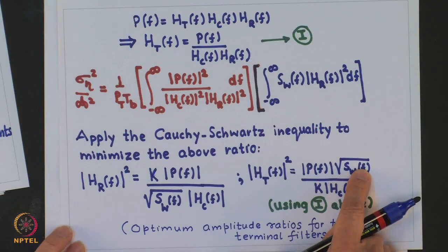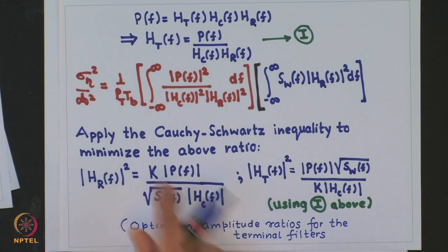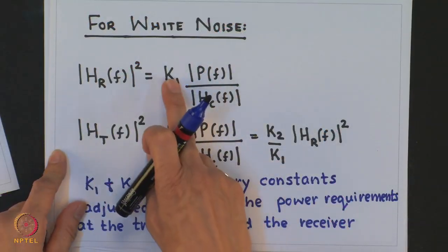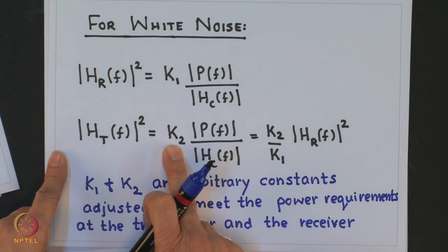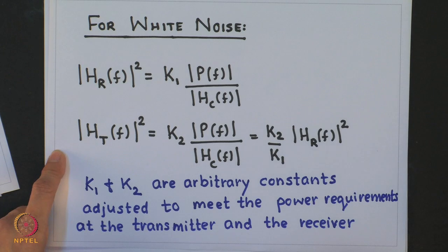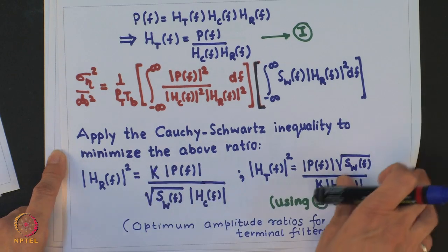Let us take a case for white noise. For white noise, this will become a constant, this will become a constant. So, it will be just dependent on PF and SCF, and you will have a constant. So, I can immediately write this as follows. This quantity will reduce to this, this quantity will reduce to this, where K1 and K2 are appropriate constants which are adjusted to meet the power requirements at the transmitter and the receiver. Please note that this K out here is also some arbitrary constant.